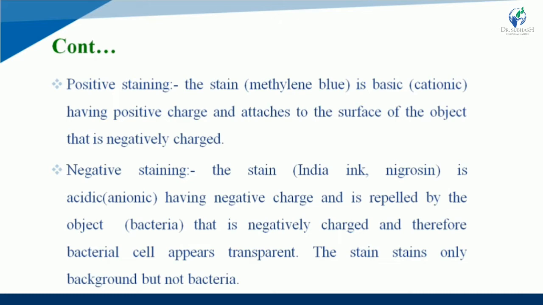So what is the difference between positive staining and negative staining methods? In the positive staining method, methylene blue, the example of a positive stain, is basic in nature and has a positive charge. So methylene blue attaches to the surface of the object that is negatively charged in nature. So methylene blue has a positive charge and is attached to the surface of the object that has a negative charge, and they attract each other.